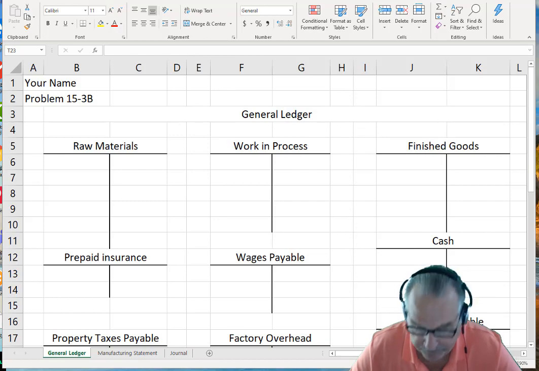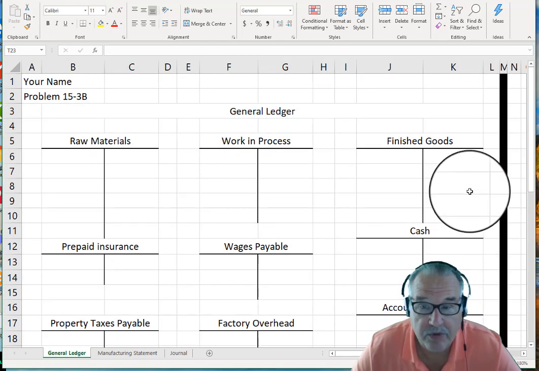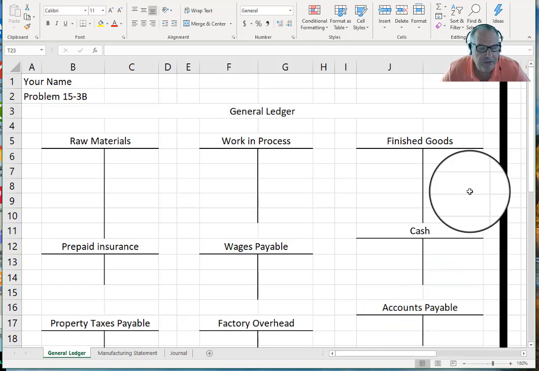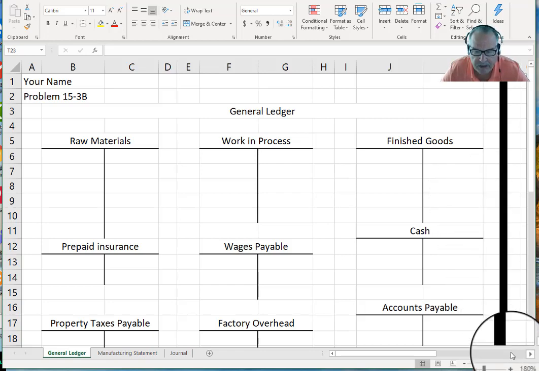So let's get started. This company has no beginning balances, so you could say this is the first month of operations. They don't have any beginning balances.